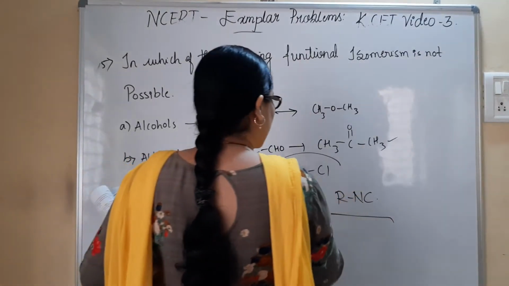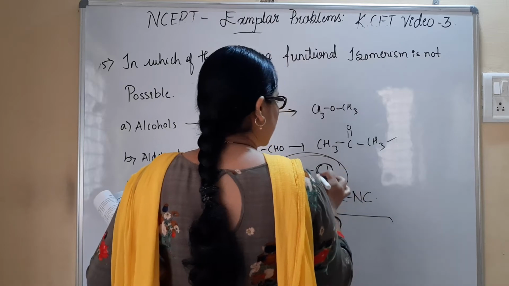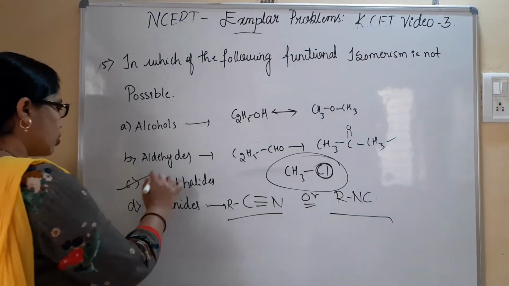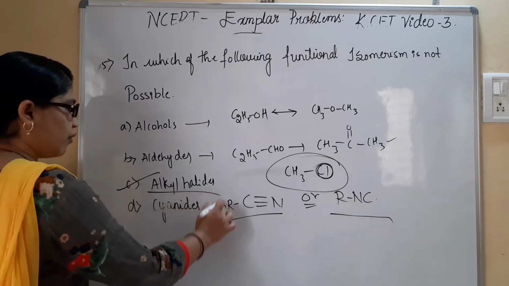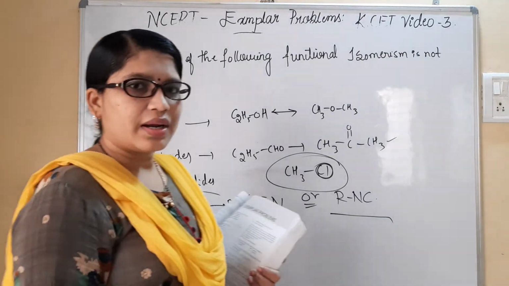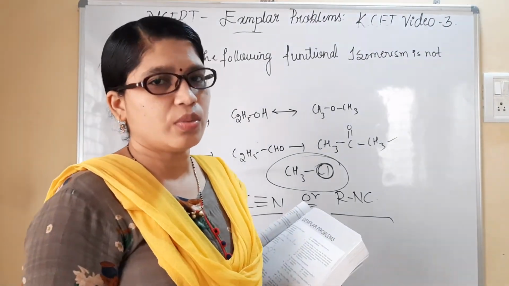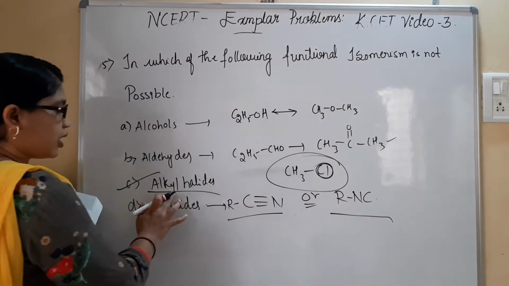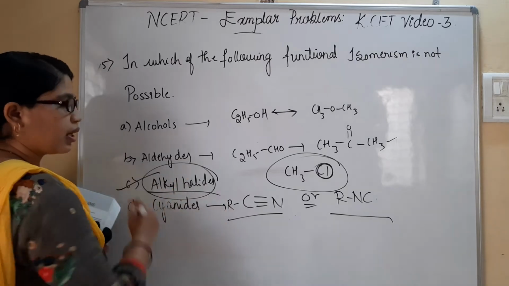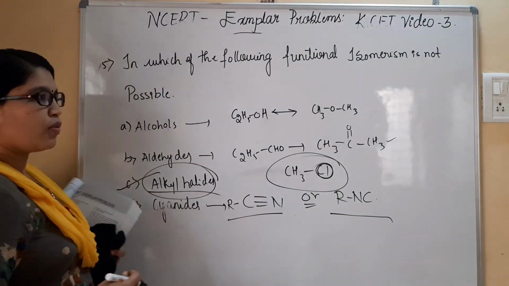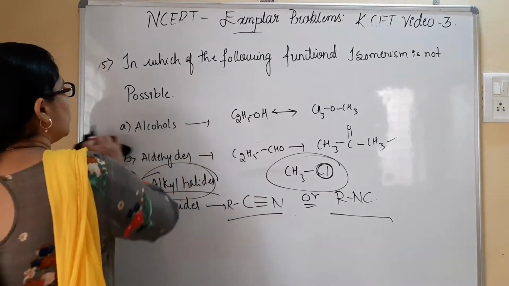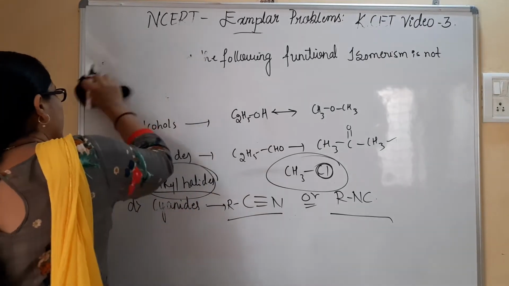It is only alkyl halide with which we cannot change any of the position with respect to halogen. So the correct option is alkyl halide. With the help of alkyl halide, we cannot write any of the functional isomers. So correct option where we cannot write functional isomers is for alkyl halides. Rest of all the molecules, they will possess certain functional isomers. Moving to next question.